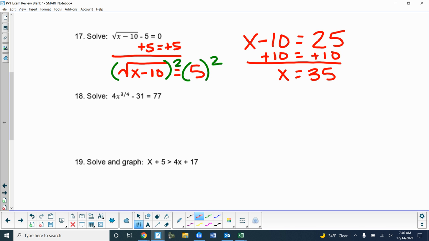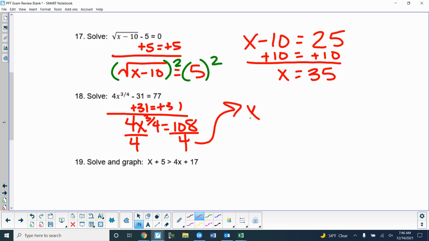All right, number 2, when we have these fractional exponents, or rational exponents they're called, we've got to get the x part alone, just like we always do. So we're going to add 31 and divide by 4. Some of us forgot to divide by 4. So 108 divided by 4 is 27. So we get to this point.